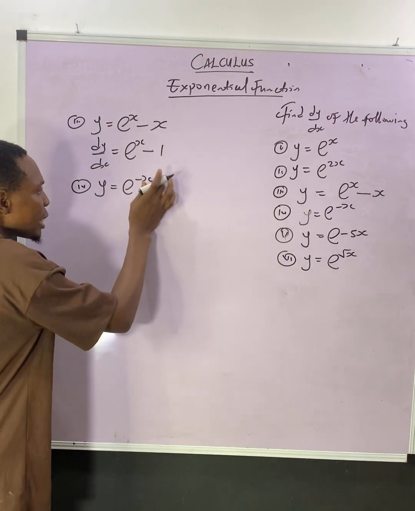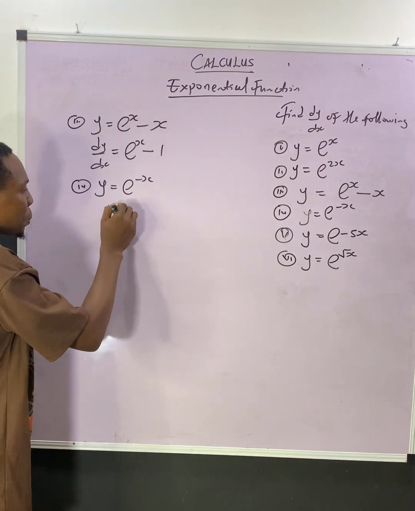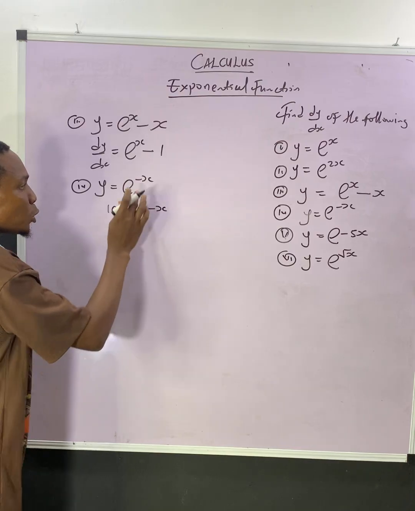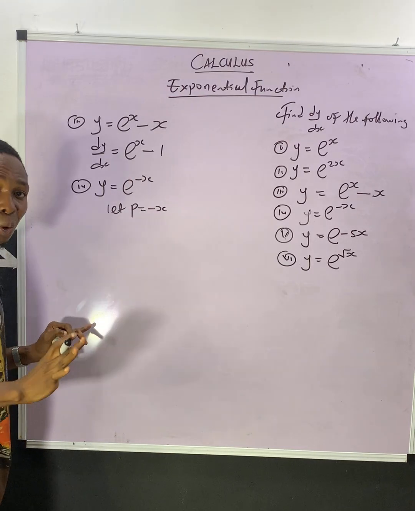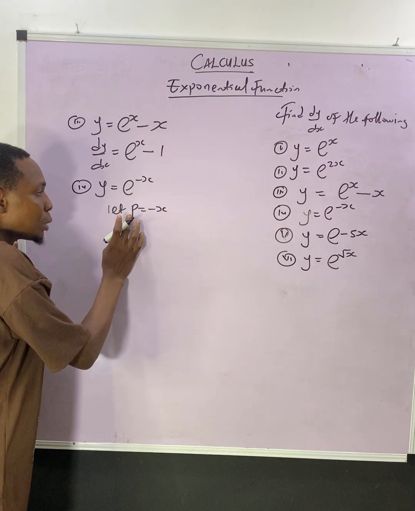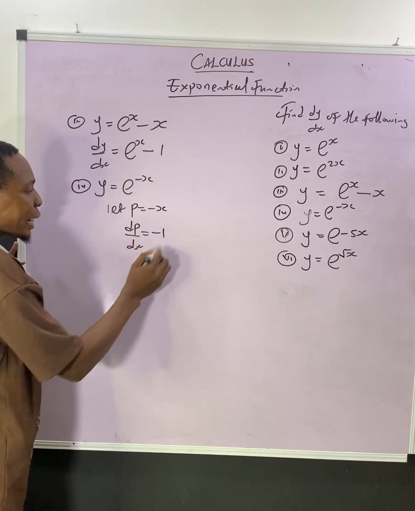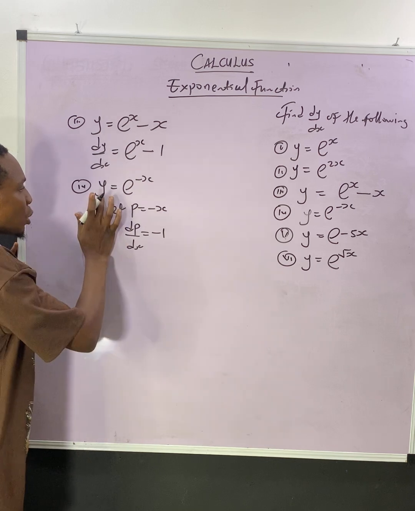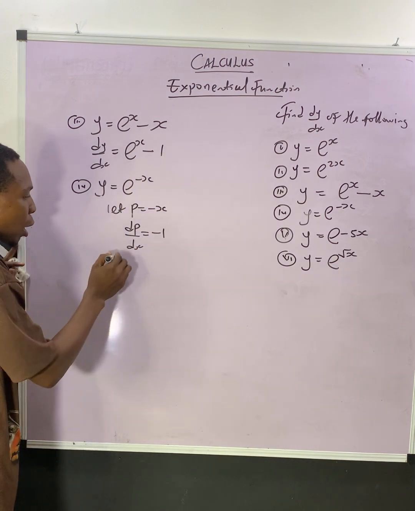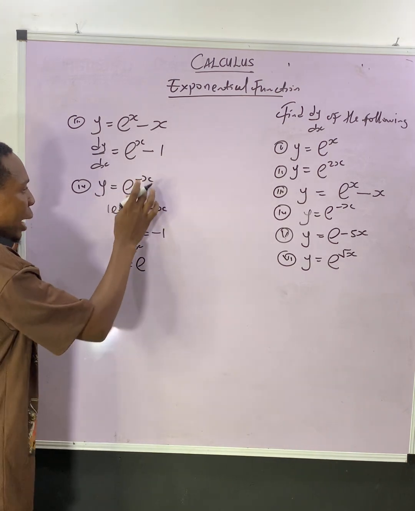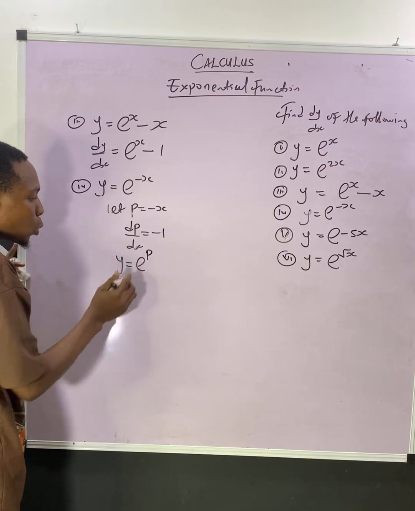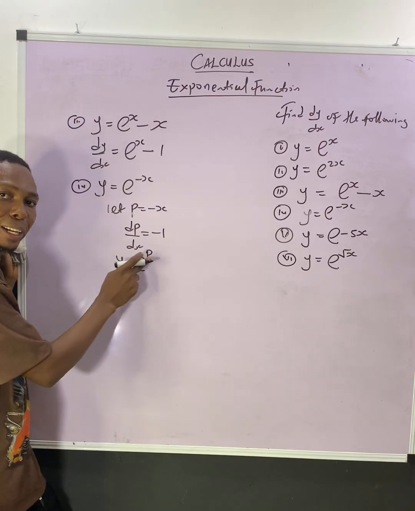You say let p equal minus x. You can use any alphabet of your choice. So now if you differentiate p with respect to x, we have dp/dx equals minus 1. Then you rewrite the question in terms of p. So our y is equal to e^(-x), that is e^p. So here we differentiate y with respect to p.